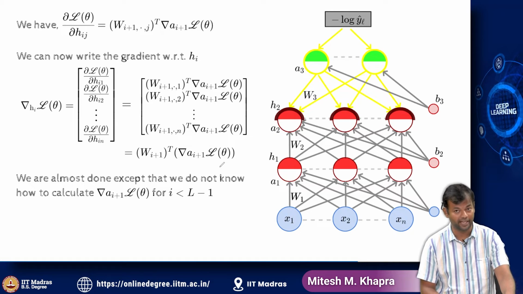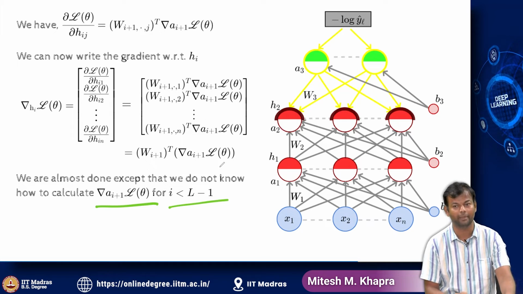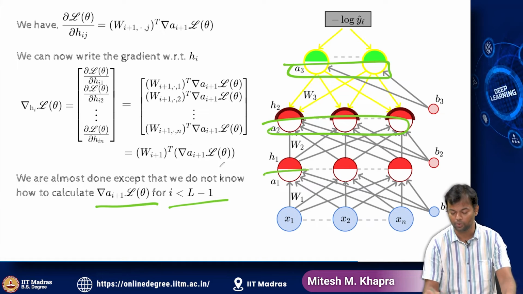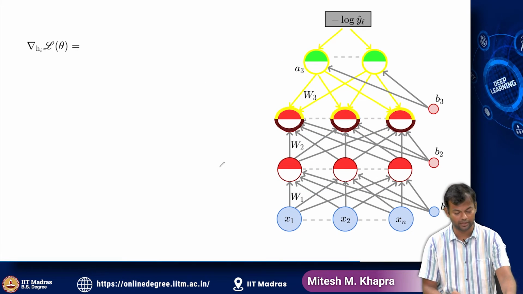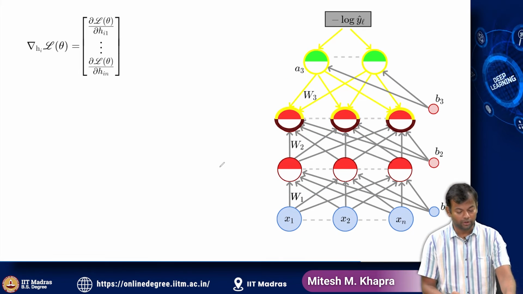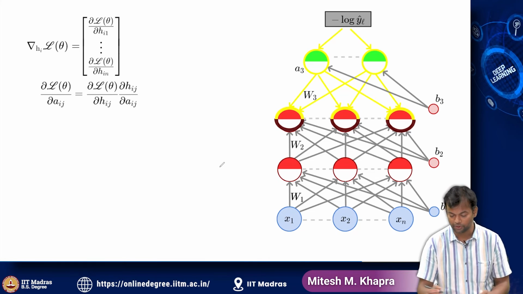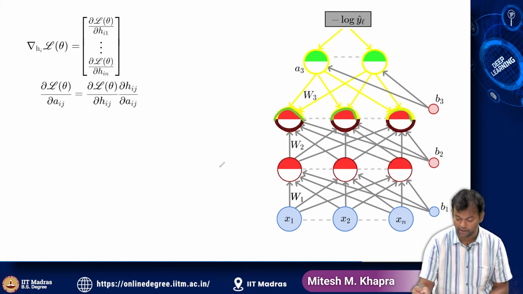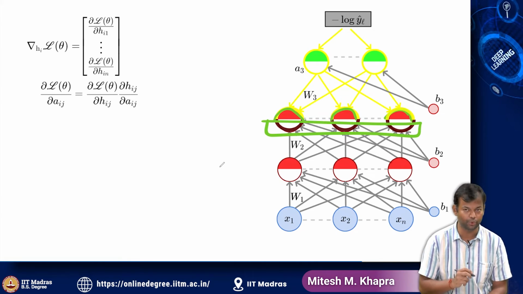So this is what I said. I don't know how to compute this quantity when i is less than L minus 1. That means I have only done this, I have not done these two guys here. So let's see how to compute that, and that's going to be easy again. So this is what this looks like. I already know how to compute the derivative with respect to each of these guys. Now I want the derivative of the loss function with respect to this. So again I am going to do the same thing.